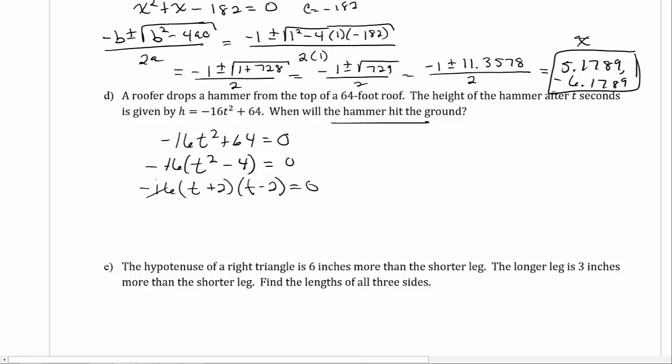And so again, remember, this number doesn't give us any solution. We get t equals -2 and +2. So get -2 from this one and +2 from this one. But this is time, and we don't consider negative time, and so it will take 2 seconds for the hammer to hit the ground.